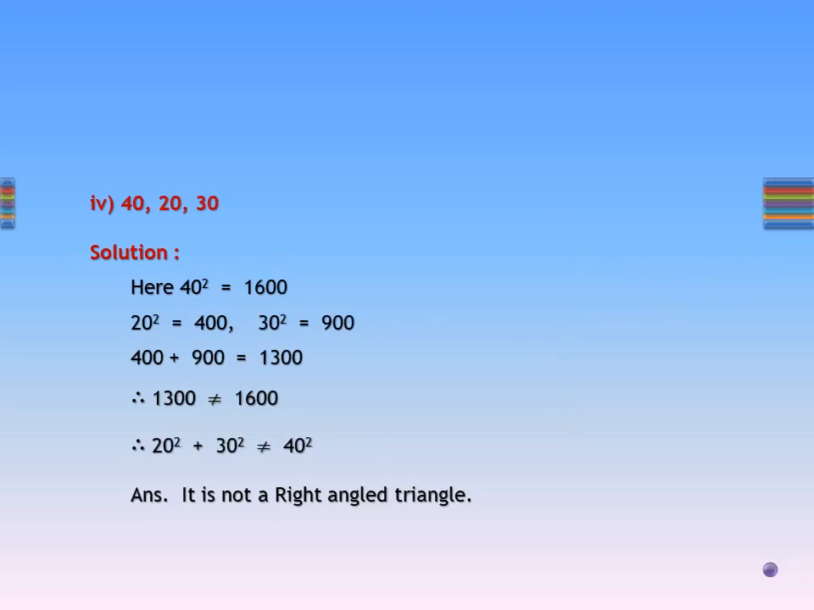Now let us check whether the sides 40, 20 and 30 form a right angled triangle or not. Here among the three numbers, 40 is the biggest number and square of 40 is 1600. Now let us take the square of the other two numbers. 20 square is 400 and 30 square is 900. And the sum of 400 and 900 is 1300, which is not equal to 1600. That means 20 square plus 30 square is not equal to 40 square. So 40, 20 and 30 do not form a right angled triangle.